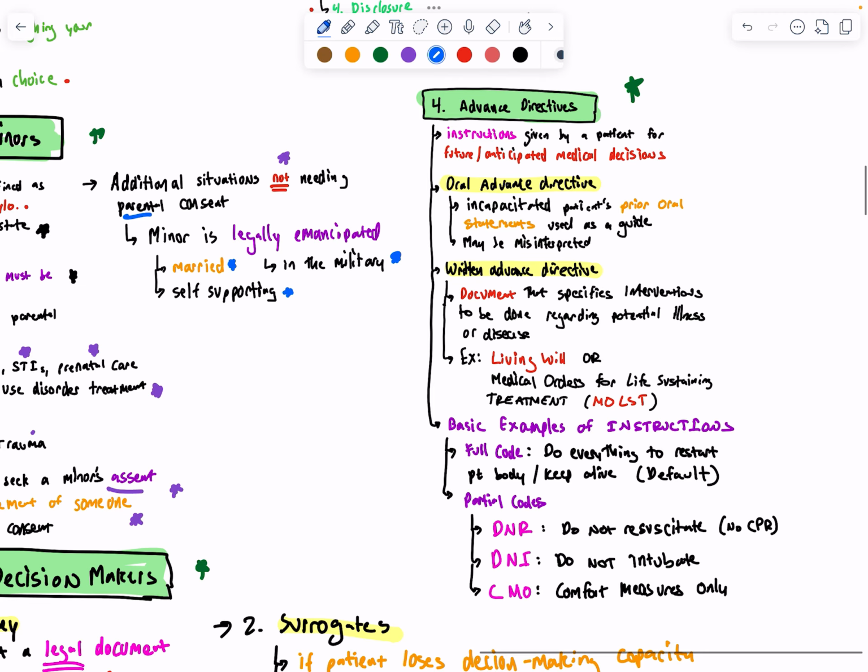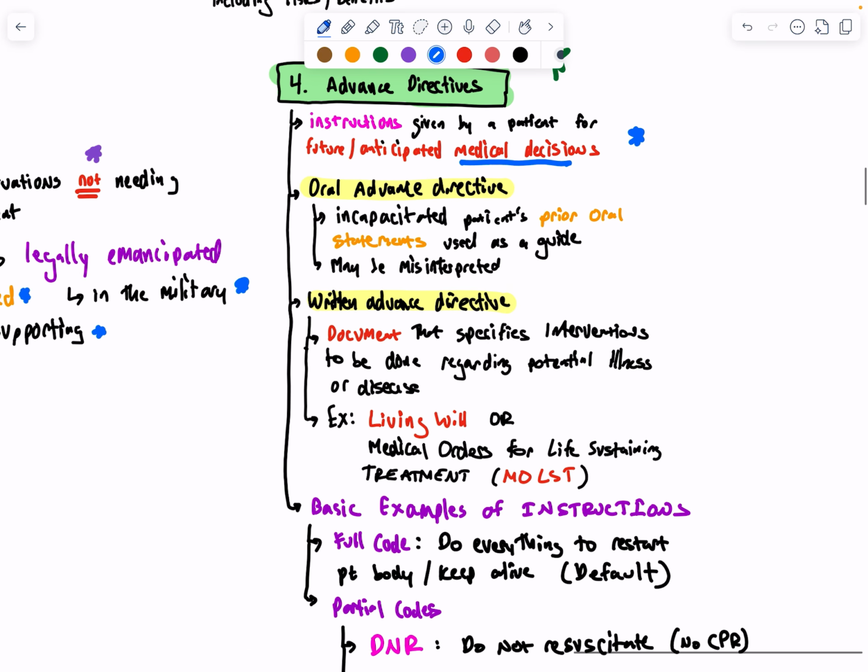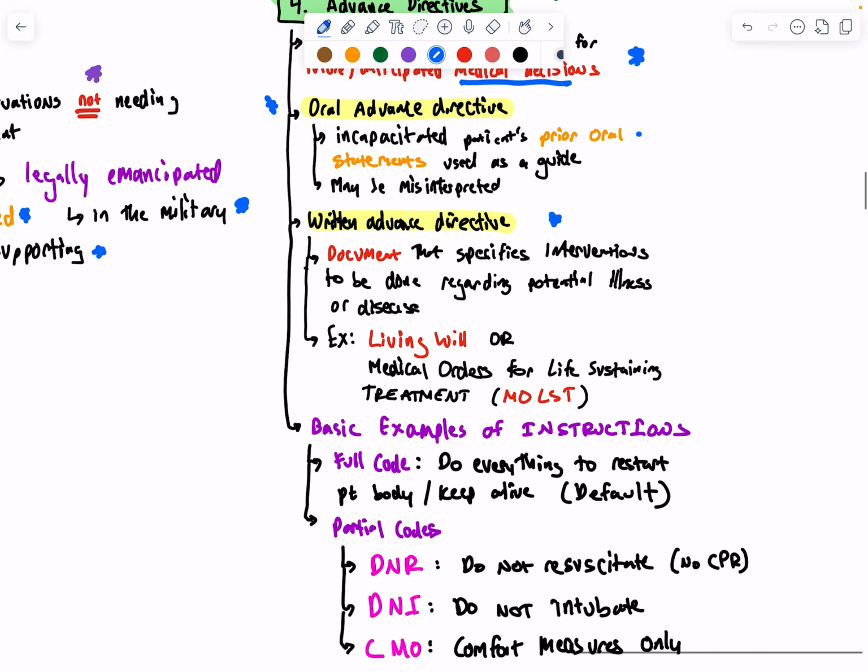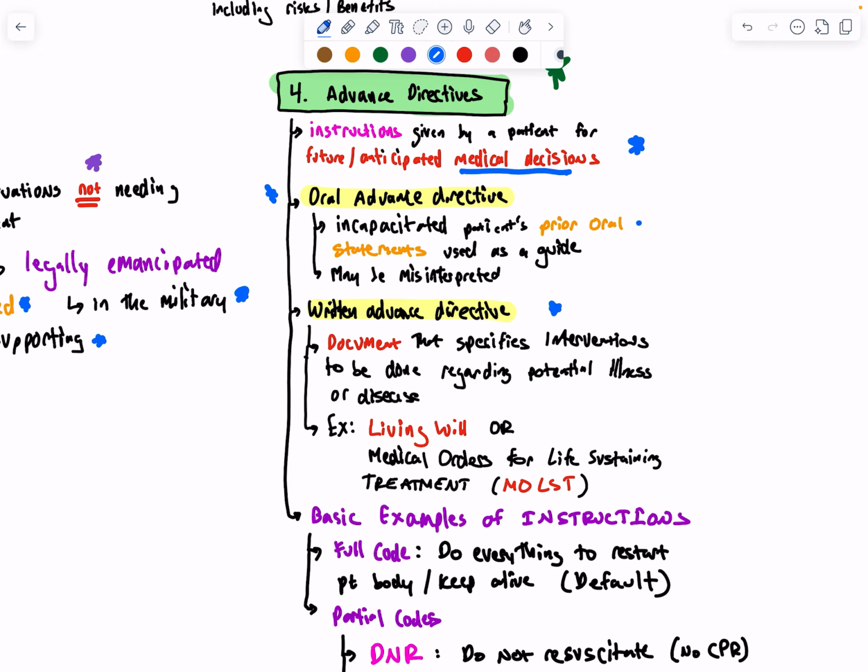So basically, advanced directives are instructions given by a patient for future or anticipated medical decisions. And we have both oral advanced directives and written advanced directives. Oral advanced directives are an incapacitated patient's prior oral statements used as a guide. They can be misinterpreted, which is why they're not the best, and getting written advanced directives is generally considered better.